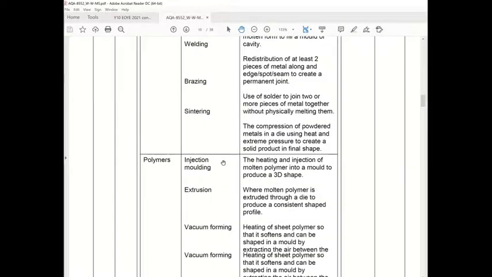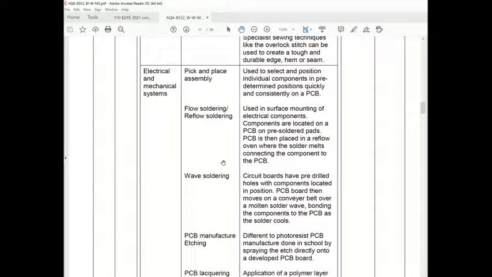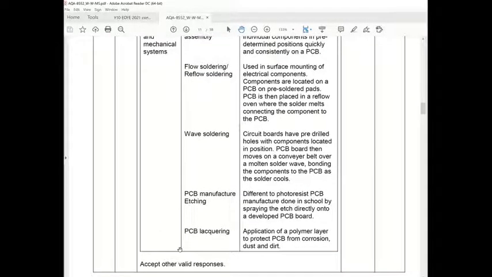All right, I'm going off topic. Textiles, I'm not going to do. Electrical and mechanical systems, if you're one of the electronics guys, wave soldering is quite good. Flow soldering is quite good. Pick and place technology is quite good. PCB lacquering, I wouldn't, and PCB manufacturing etching, you should know about this.